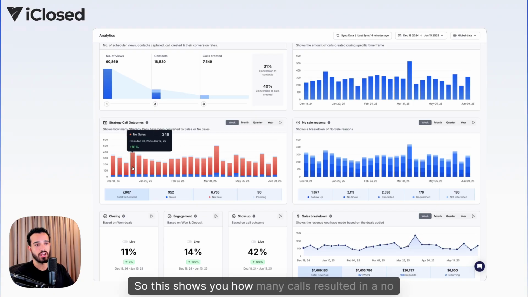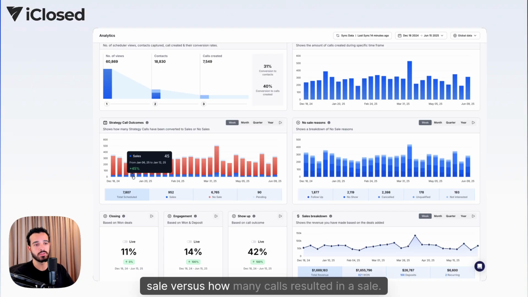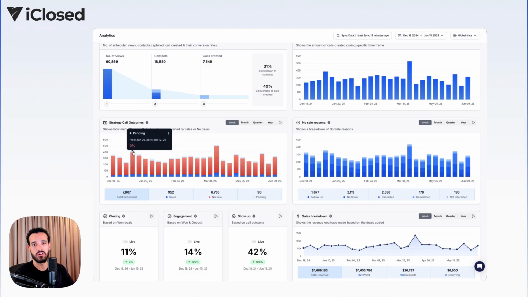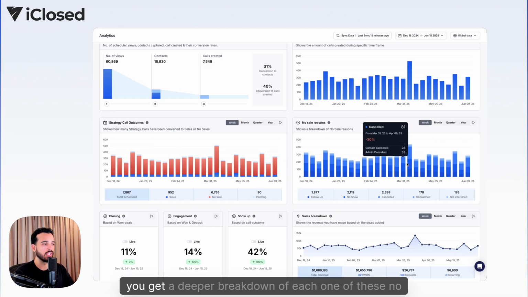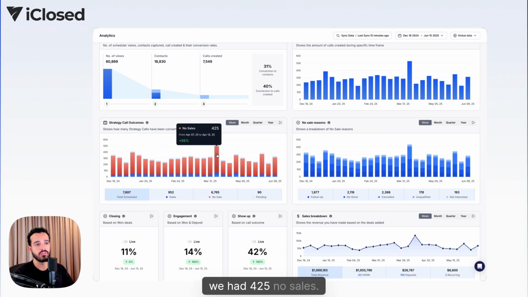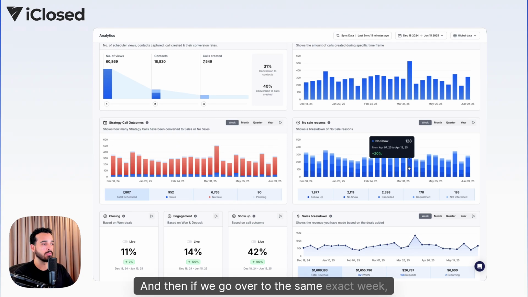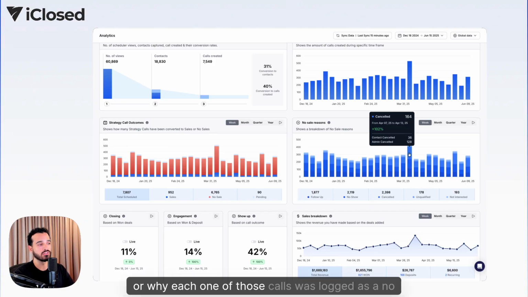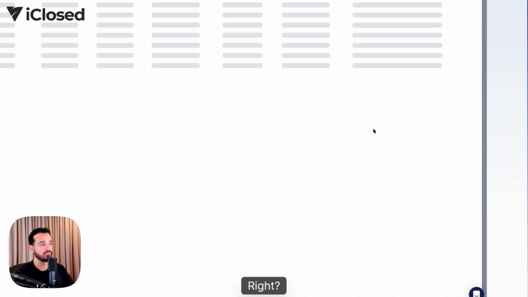So this shows you how many calls resulted in a no sale versus how many calls resulted in a sale. And then you can also see the pending, which just means the outcomes haven't been logged yet for this specific call. So if you go over here to the right hand side, you get a deeper breakdown of each one of these no sales. Right, so we can see here on the week of the 7th through the 13th, we had 425 no sales. And then if we go over to the same exact week, we can see why each one of those calls was logged as a no sale, right?